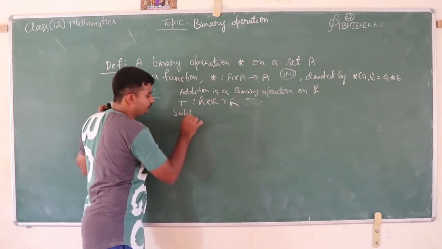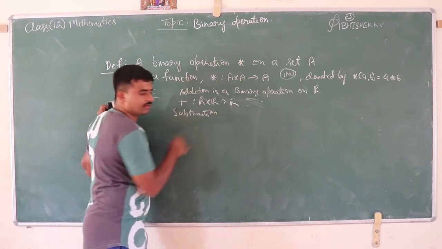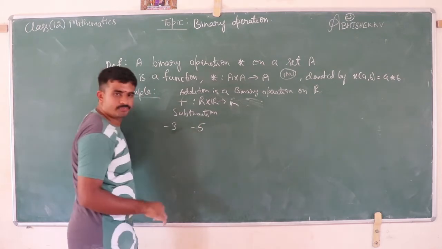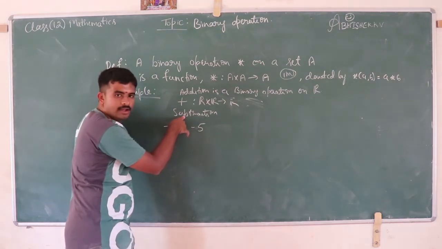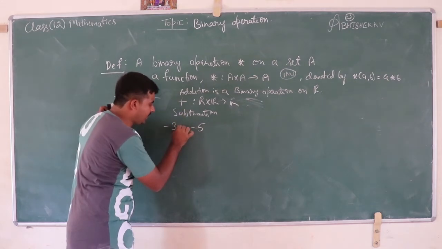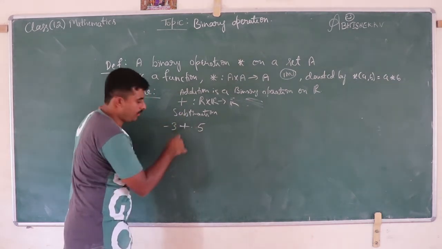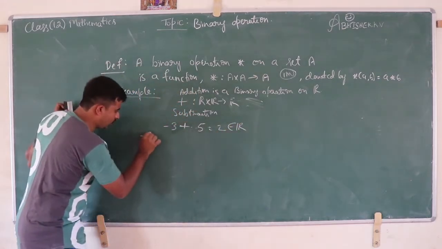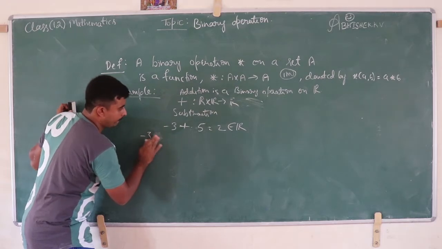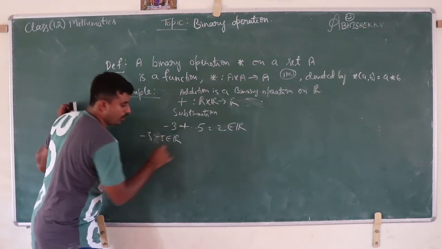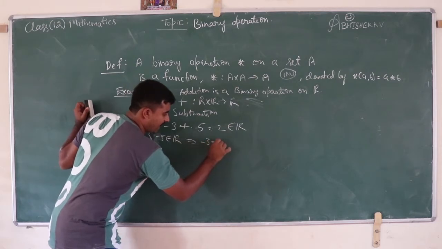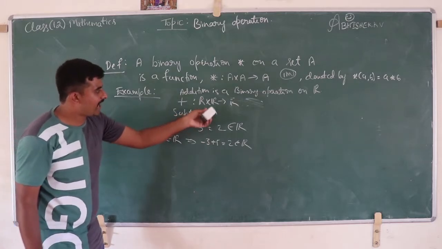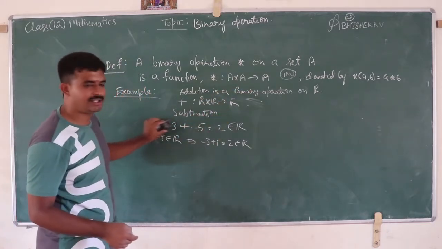Similarly, subtraction. See, if you consider minus 3, minus 5, here the operation is what? Subtraction. Minus 3 minus of minus 5, that is minus 3 plus 5. What is minus 3 plus 5? Plus 2. Therefore, this belongs to what? Real numbers. For any two real numbers, minus 3 comma minus 5 belong to the set of real numbers. Subtraction of these two gives me what? A real number. Therefore, subtraction is a binary operation on the set of real numbers.